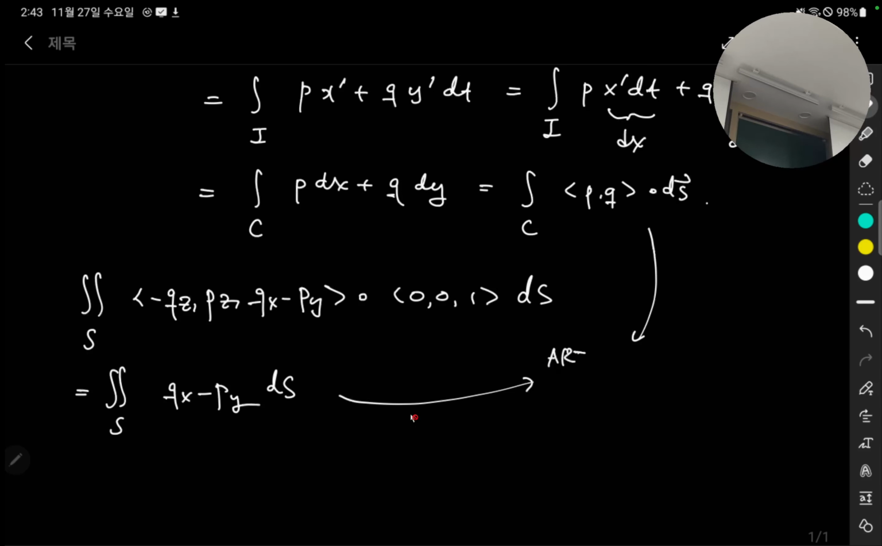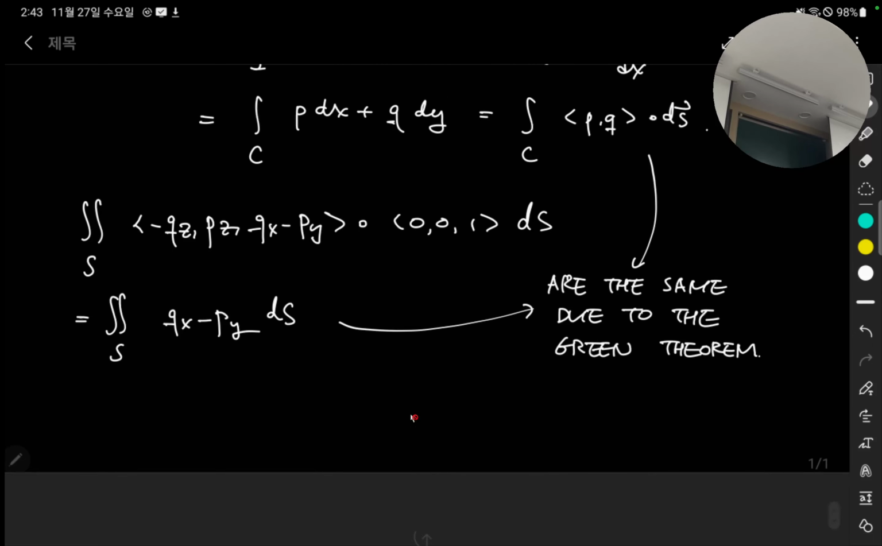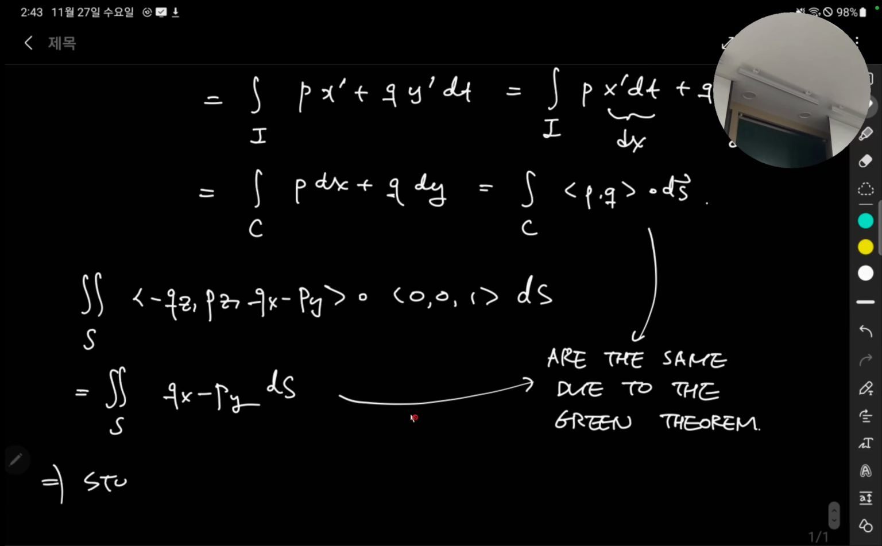So these two things are the same due to the Green theorem. So the conclusion is that Stokes theorem is a generalization of the Green theorem.